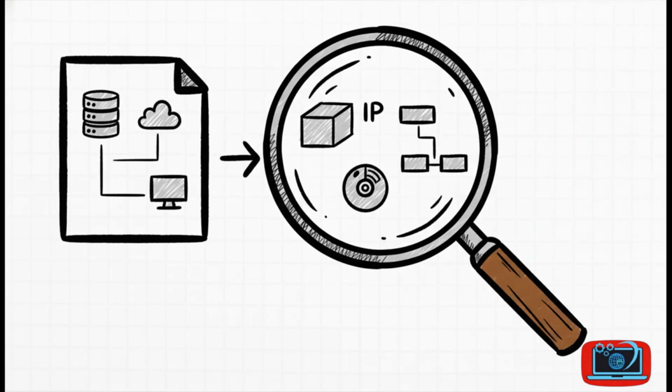And if you want to dig even deeper, just add one little word to that command, detail. Show CDP neighbors detail. That's going to give you even more info, stuff like the neighbor's IP address and the exact version of its operating system. It's an absolutely incredible tool for troubleshooting.